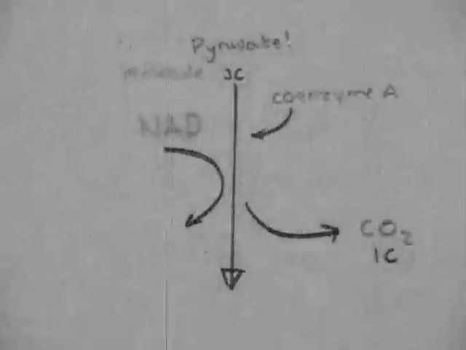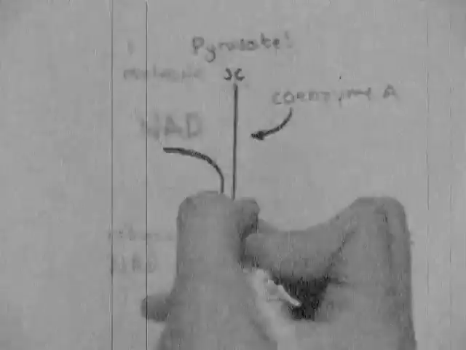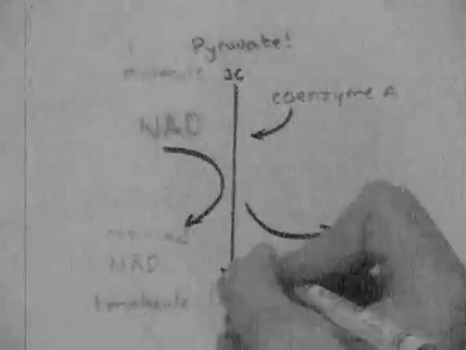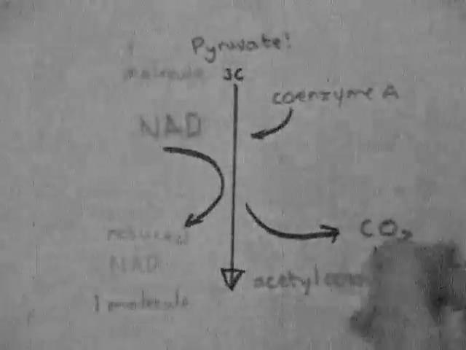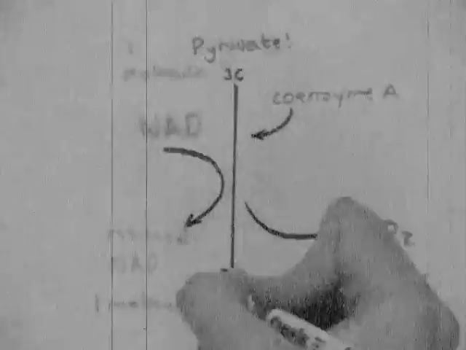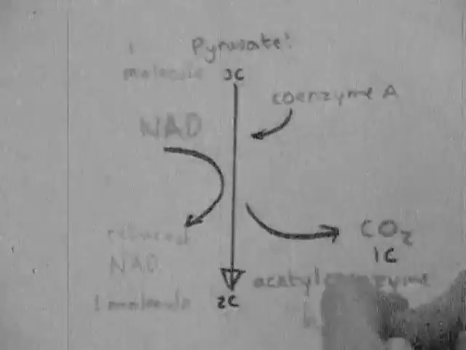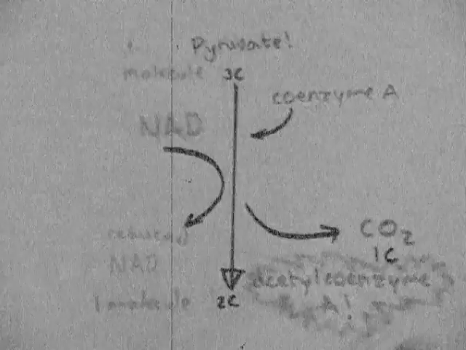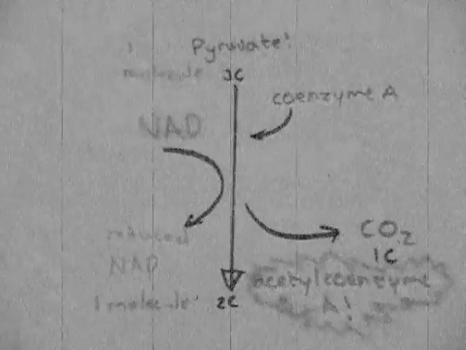But wait, that's not all. 1 molecule of NAD is reduced. So finally, we have the end product of the link reaction, acetyl coenzyme A, a 2-carbon compound. Huzzah! Have you got all that, Jimmy?